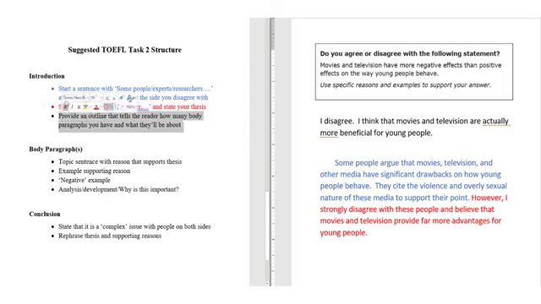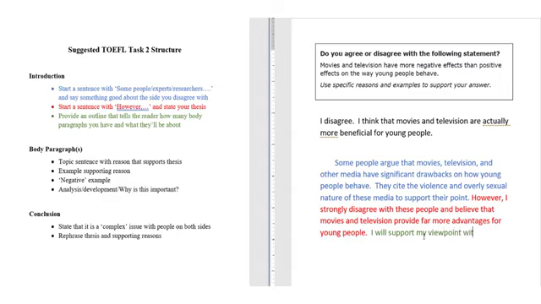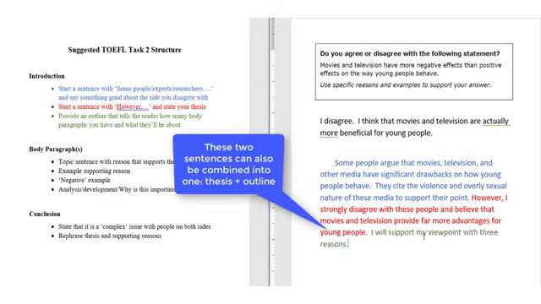The outline is when I tell the reader how many body paragraphs I have, and depending on time or depending on space, I even tell them exactly what I'm going to write about. But you don't have to. You can just say reasons if you want to. So let's make this into, how about green? All right. I will support my viewpoint with 3 reasons. That's it. That's the introduction.